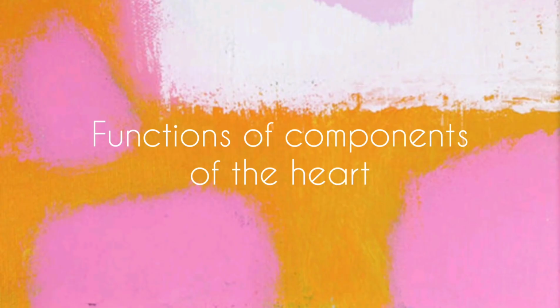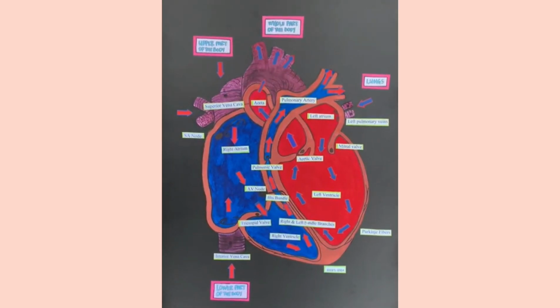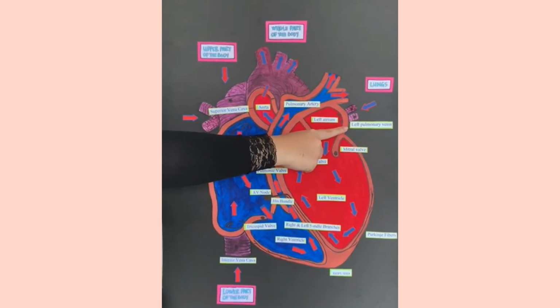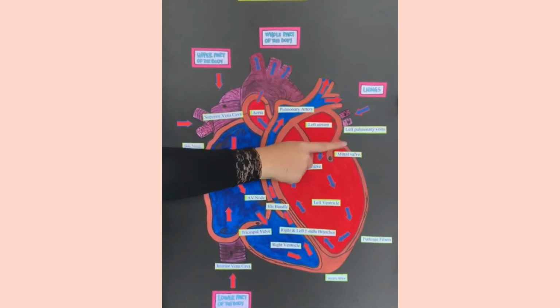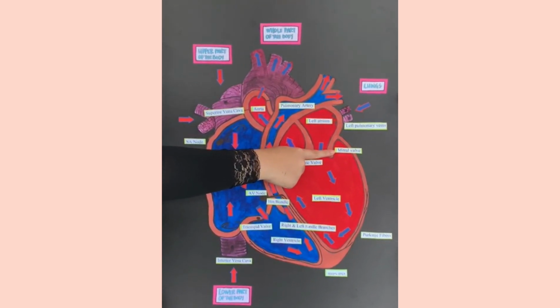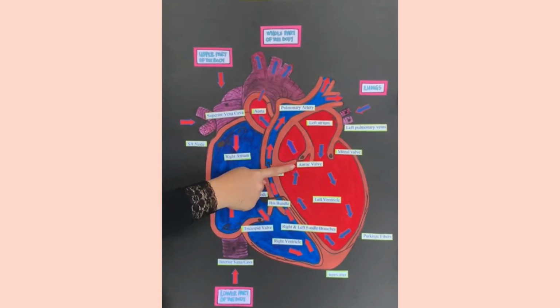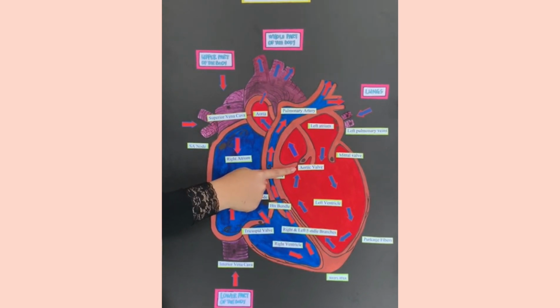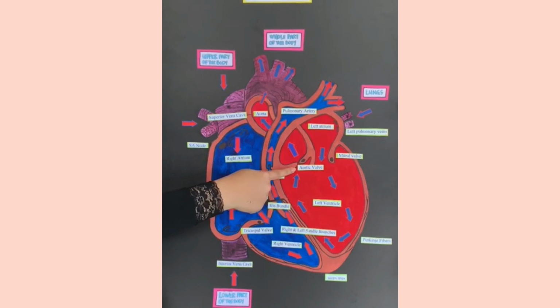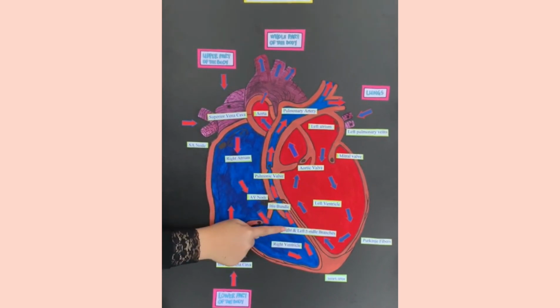Now, we will discuss the functions of the components of the heart. Left pulmonary veins. It carries oxygenated blood from the lungs to the left atrium. Mitral valve. It regulates blood flow from the left atrium into the left ventricle. Aortic valve. It will open to allow blood to leave the heart from the left ventricle to the aorta and to the body.